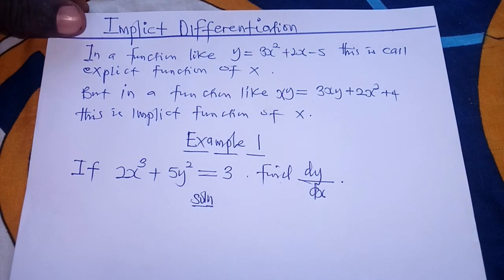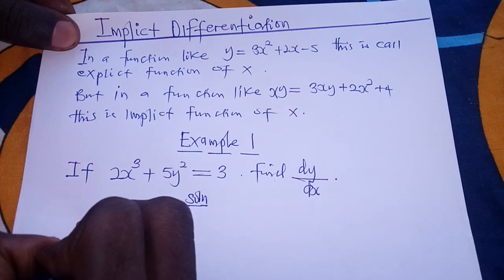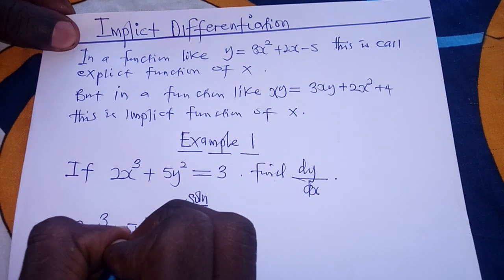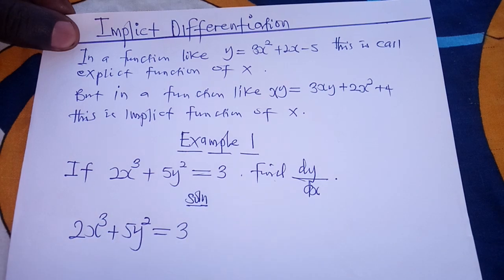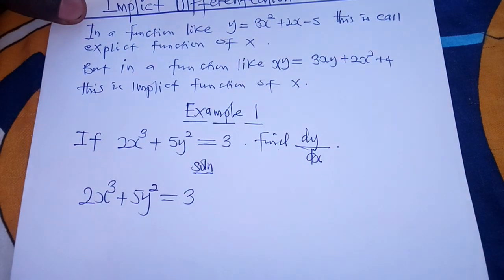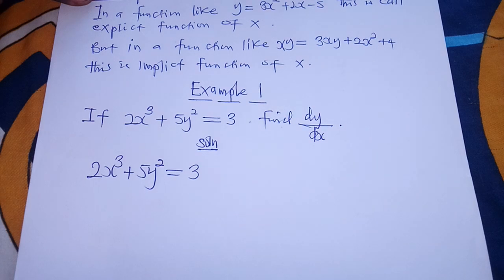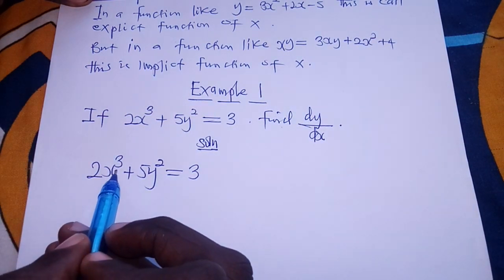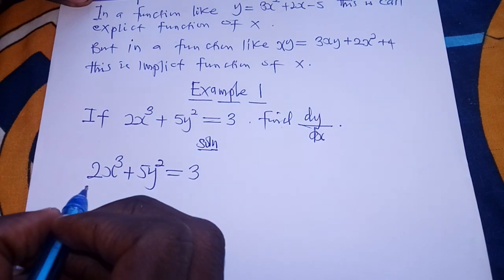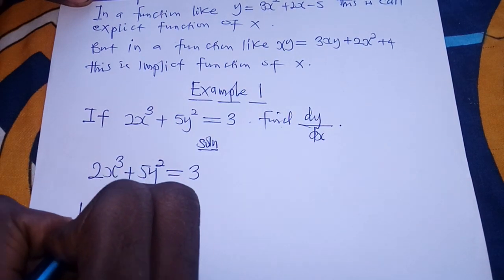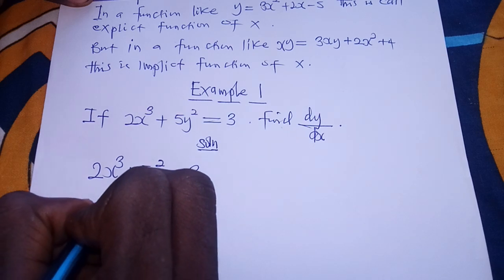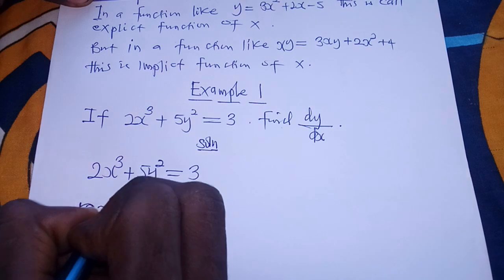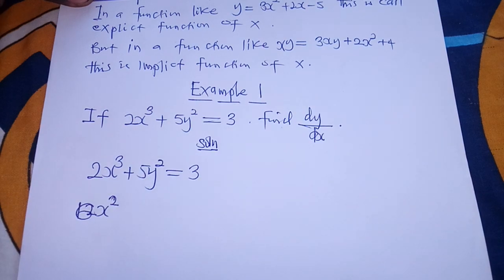Okay, now since we are given 2x cubed plus 5y square is equal to 3, this is what we are given, and we have to find dy upon dx. Now let's differentiate. We know in normal differentiation, differentiating 2x cubed, we are going to have 6x square. Okay, this is 6x square in normal differentiation.